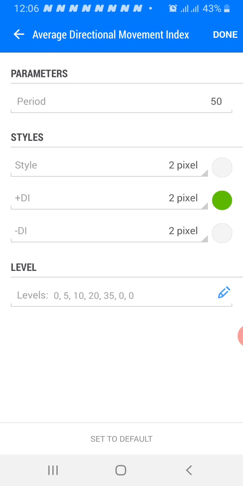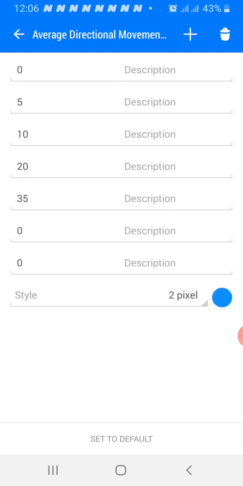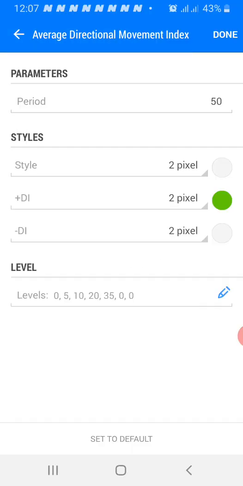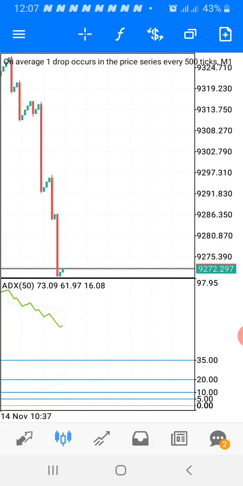Then the levels should be 0, 5, 10, 20, 35, just like this. So this is how you can set your levels. You click the add button, then write the number you want to add at your levels. Then the style should be 2 pixel. You take a color of your choice, but I'm using blue. So that's for that. Then you click done.